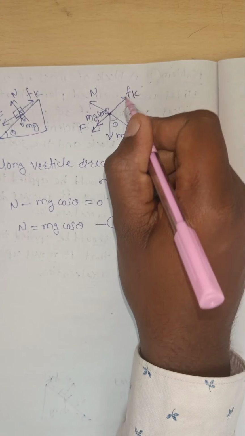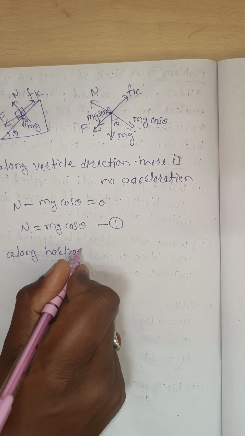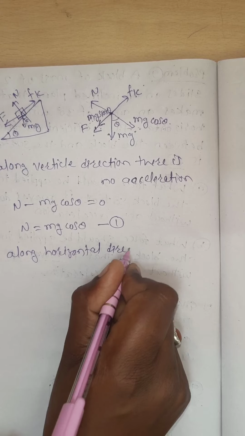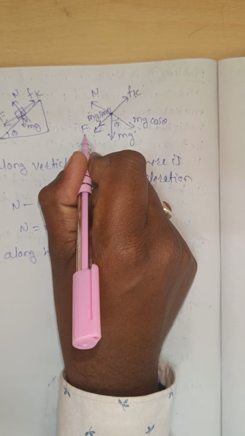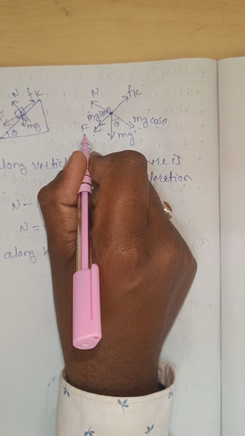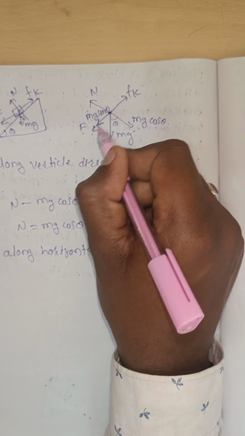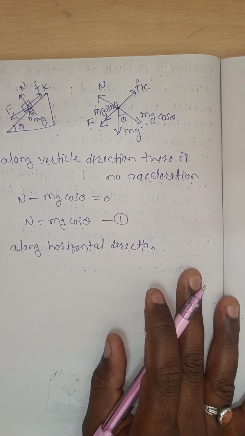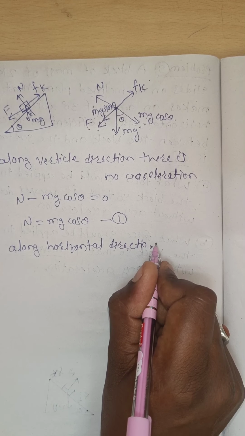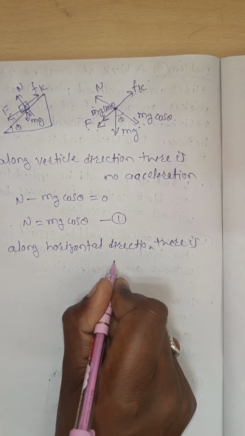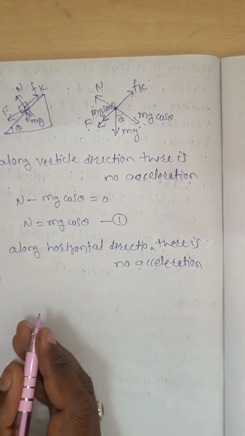Now along the horizontal direction, the force is present, but the problem says the body moves downward without any acceleration. Along this direction also there will be no acceleration. Without acceleration the body moves in a downward direction. Therefore, along the horizontal direction, there is no acceleration.